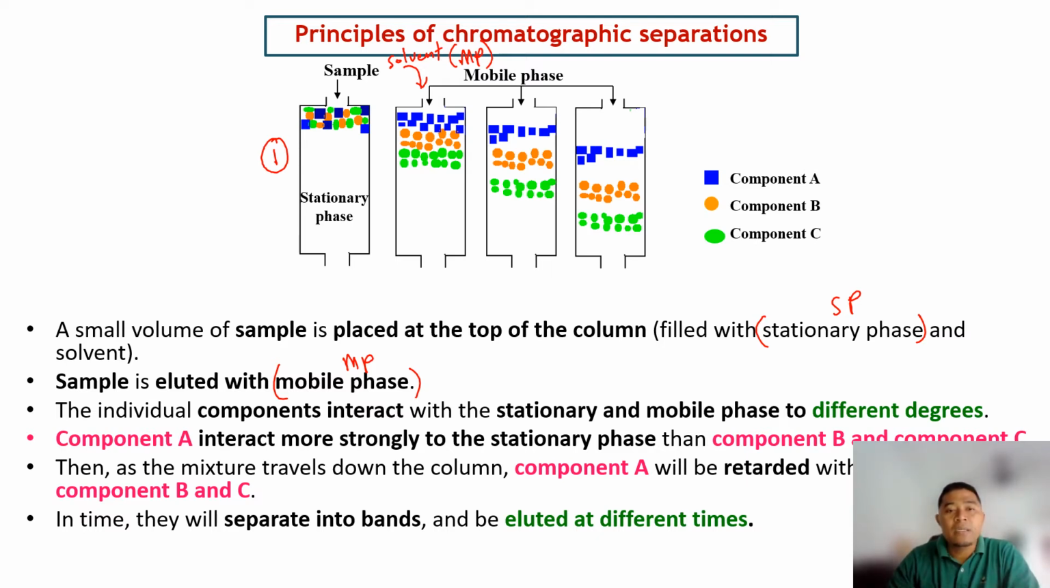So as you can see from this, the individual components interact with the stationary phase and also the mobile phase to different degrees. Component A interacts more strongly with the stationary phase. That's why dia suka dengan stationary phase, so dia akan stay lama dengan stationary phase tersebut. Okay, and then component B and component C is less interact lah. Tapi component A ni, komponen B and C ni akan travel lebih jauh, lagi cepat lah. So they elute first and second.